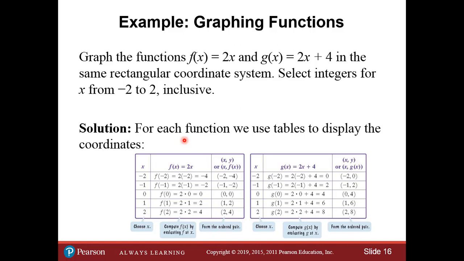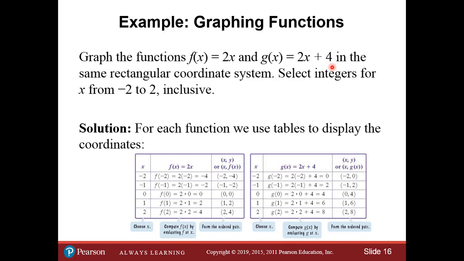Now, graph the function. What we're going to do now is graph these two functions: f of x equals 2x and g of x equals 2x plus 4. So the only difference between these two functions is that we're adding 4 to g of x. In other words, this is f of x, which is equal to this, so you could look at g of x as equal to f of x plus 4.